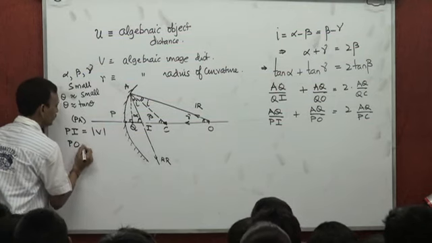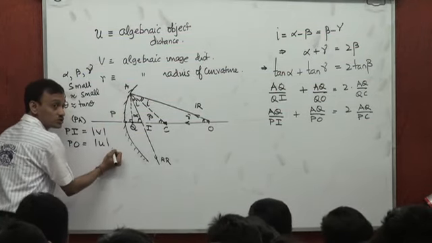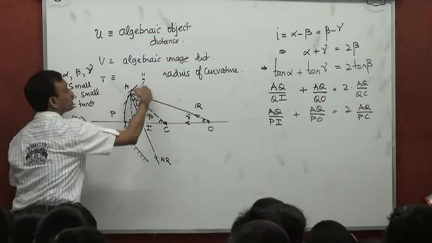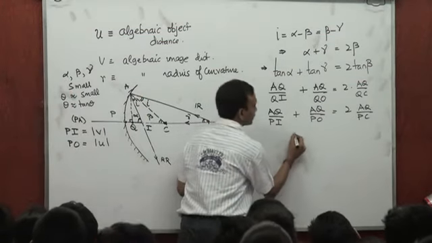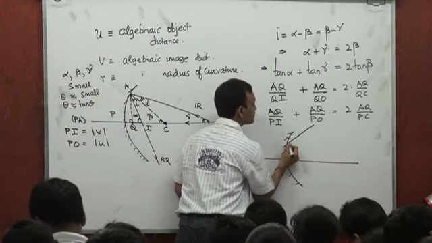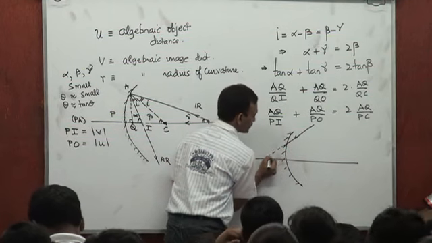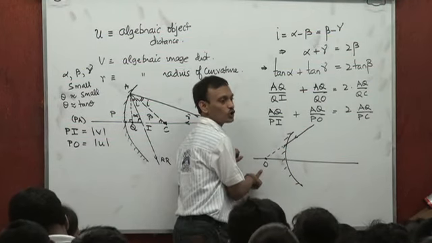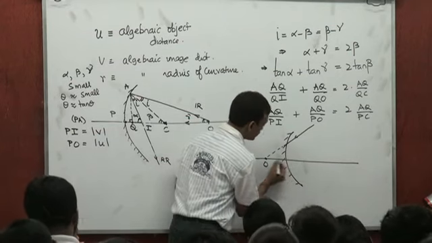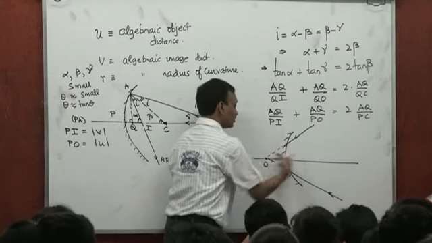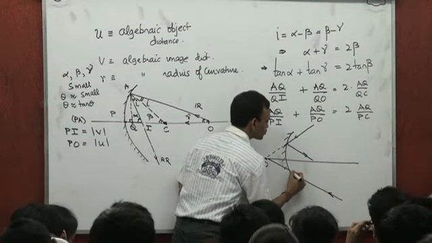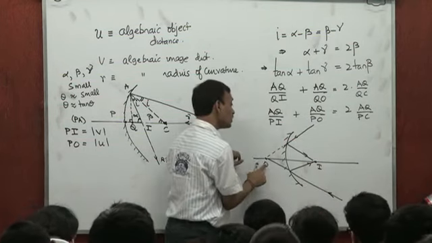Similarly, PO is related to the algebraic object distance. U could have been negative because there could have been a virtual object. For example, if this was a mirror, you could have had a converging beam like this. In the absence of the mirror, it would have converged to a point O here, and this would have been a virtual object for image formation by the mirror. A converging beam on the mirror, and O then would be a virtual object, not a real object. Image could have been formed somewhere here, for example.